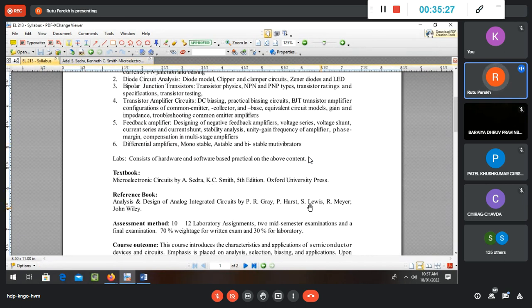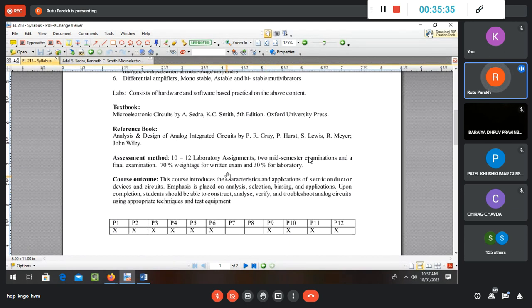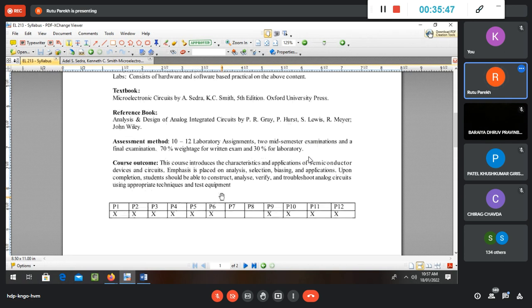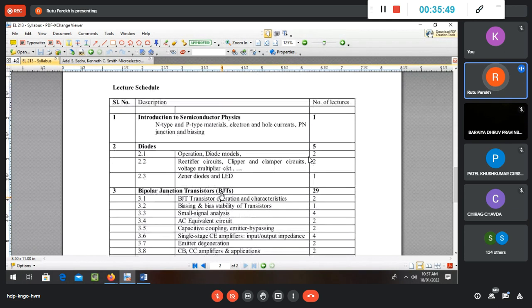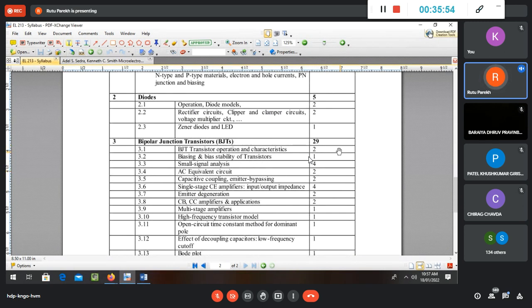And this is the reference book. There are more books, but if you do this, it is enough. Okay, and your total weightage out of 100%: 70 is for the exam and 30 for the laboratory, where at the end we will conduct your viva and all. So this is how the lectures are based, and BJT is the most heavy part of this course, carrying more weightage in terms of lectures and markings.